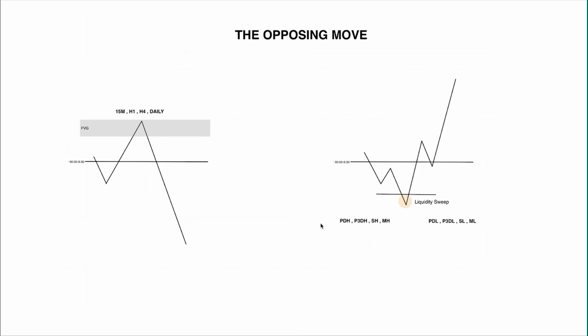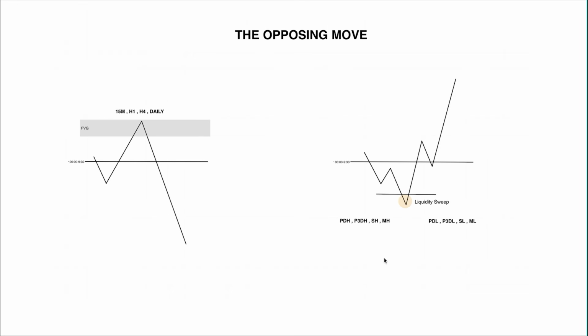Aside from the fair value gaps that I mark out, I like to mark out liquidity pools, because price seeks liquidity and price operates on liquidity within the market. So there are high probability liquidity pools that I want to see price trade into, either to sweep liquidity, then move in the right direction. If I'm bearish, I'll be marking up my previous day high, my previous 3-day high, my session highs, and any minor highs that are relatively close to where price is currently trading. If I'm bullish, I'll be looking to mark out my previous day low, my previous 3-day low, my session lows, and any minor lows that are relatively close to where price is currently trading.